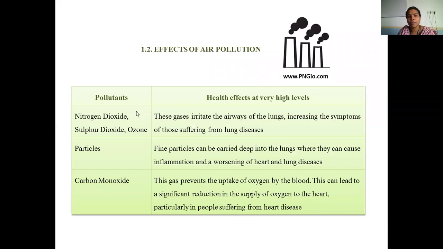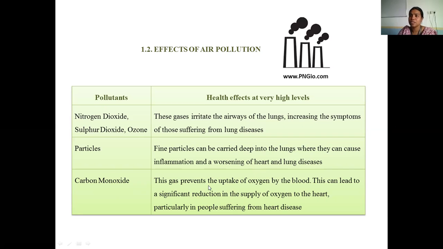Then effects of air pollution. These are some pollutants that cause health effects at very high levels: nitrogen dioxide, sulfur dioxide, ozone. These are gaseous substances that irritate the airways of the lungs, increasing the symptoms of those suffering from lung diseases. Then harmful particulates suspended in the air also cause lung diseases. They are carried deep into the lungs, where they cause inflammation and worsening of the heart muscles.